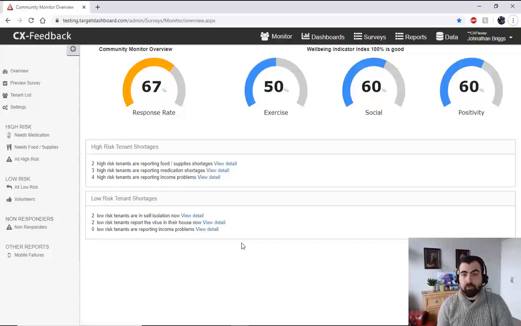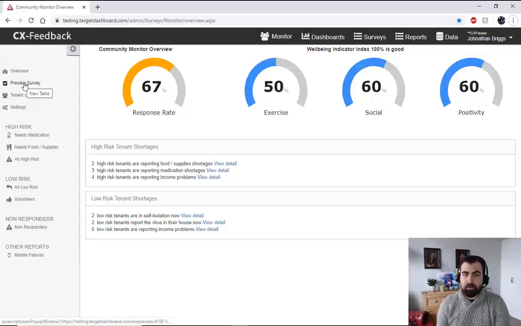So this is our overview page. We can see our well-being indicators, how they sit at the moment, and we can track and trend those factors over time. We can see a response rate, and we can see an overview of various different reports that we're producing from the data that we're gathering through the questionnaires. So we can see that we have 2 high-risk tenants who are reporting food and supply shortages and 3 who are reporting medication shortages. Now, of course, this is all demonstration data that we have in the system, but I'm sure you can in your mind multiply it out to your entire tenant base.